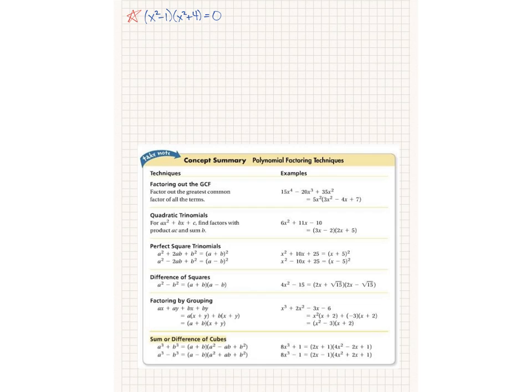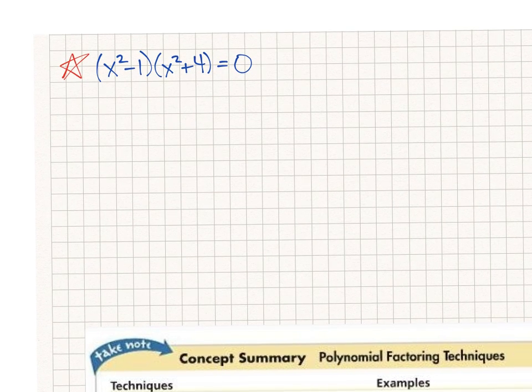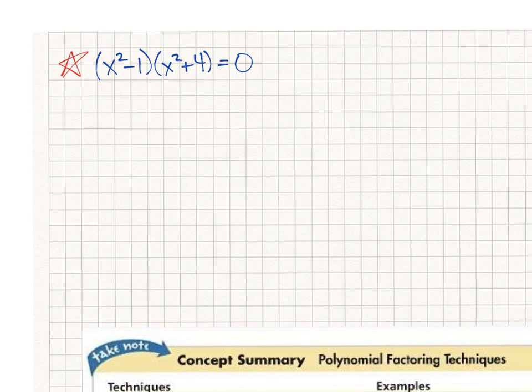Okay, so here is one to try on your own. This is already a little bit factored, but not all the way. So factor it a little bit more and then set your factors equal to 0, solve for x, and get your answer. Try this first and then check back for the solution.